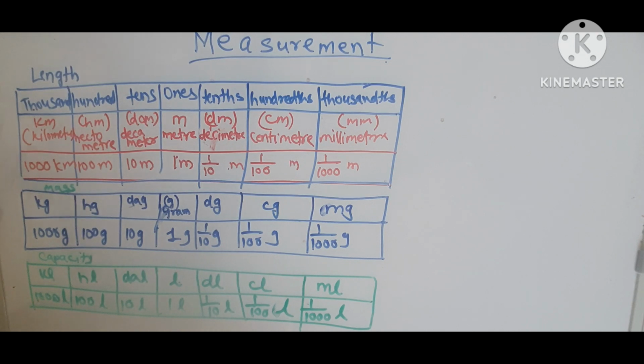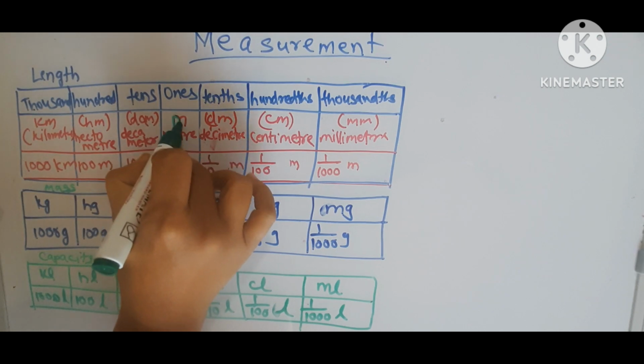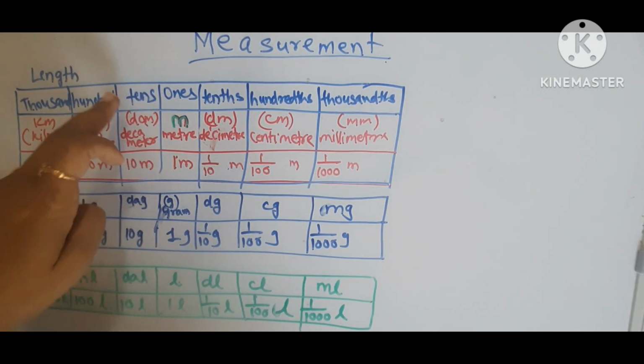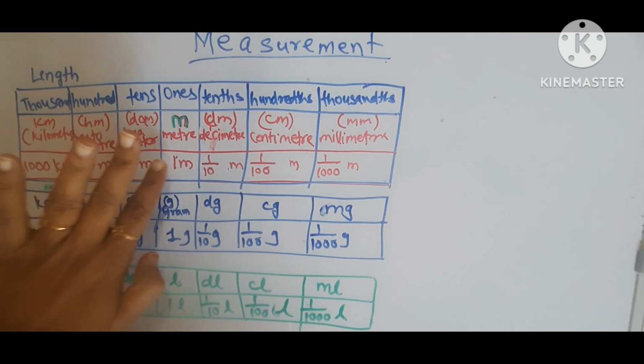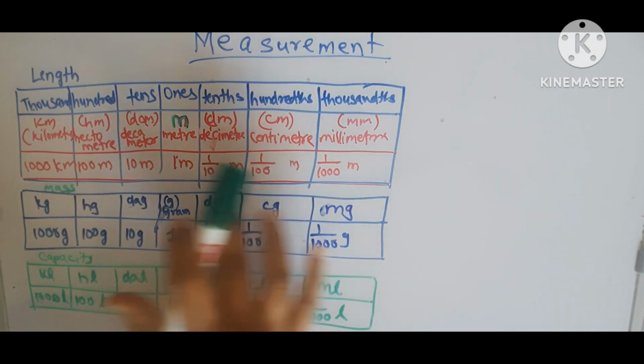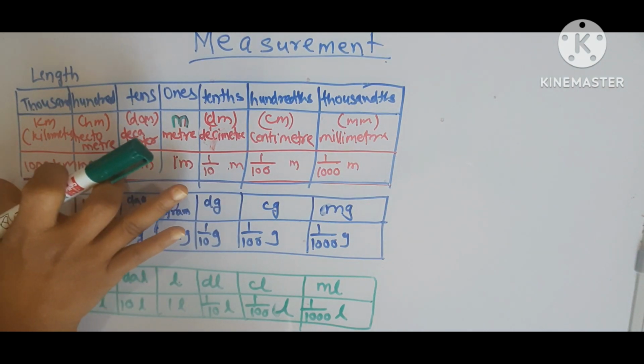Okay, so let's start with length first. We know the basic unit, which you have to keep in mind. The basic unit here is meter. Meter is the ones place. So ones, tens, hundred, thousand. It increases by 10, 100 and 1000 when it goes this side, and decreases when it goes this side. It's the decimal part and it's the multiple part.